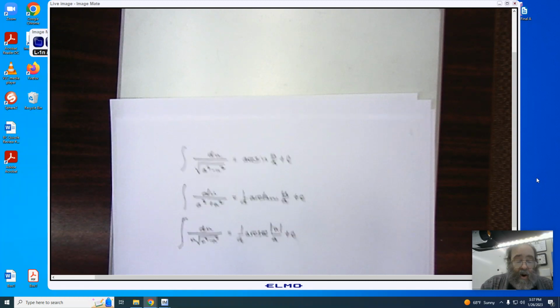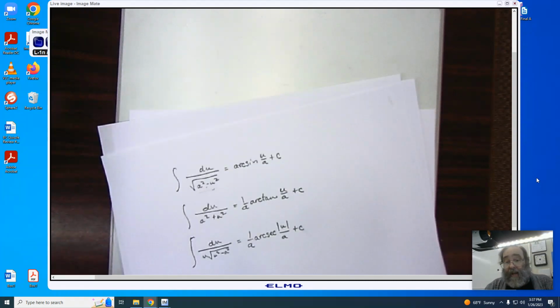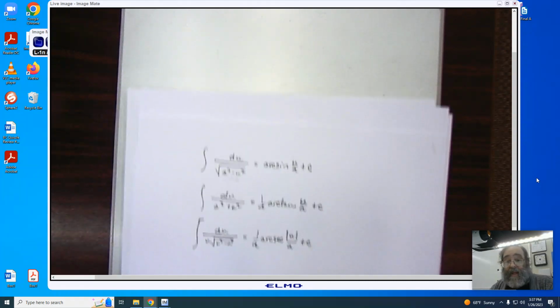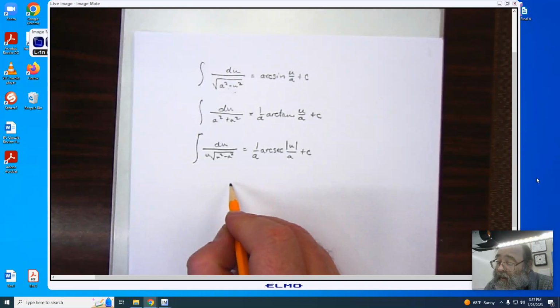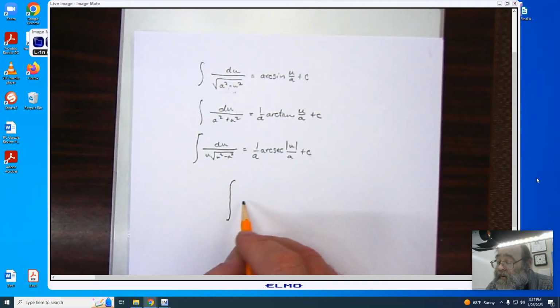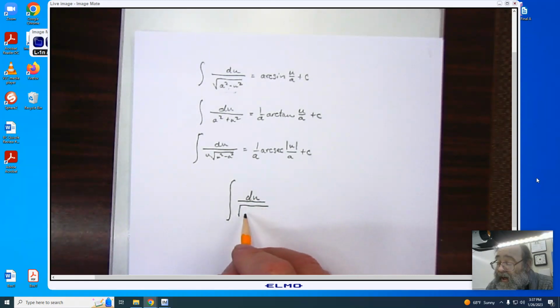Now, a lot of people don't know where these come from, so I'd like to just take a minute before we actively begin so that you can see where we got these. All right? Now, in order to do the first one, we're going to use our reference triangle, and that's going to make this understandable.